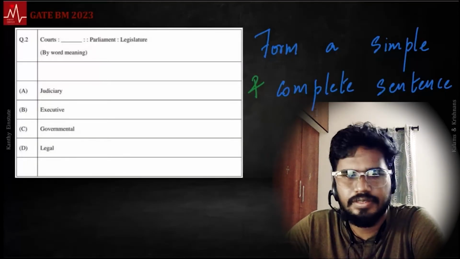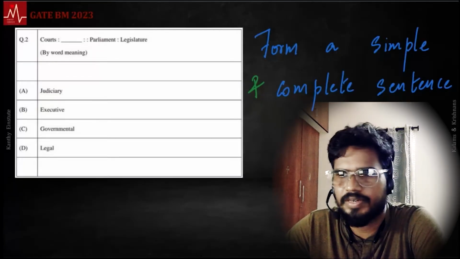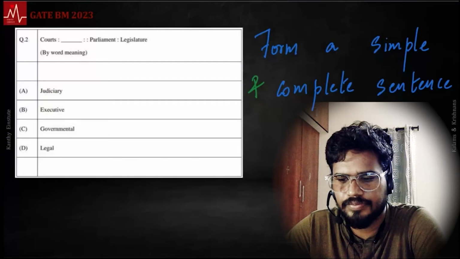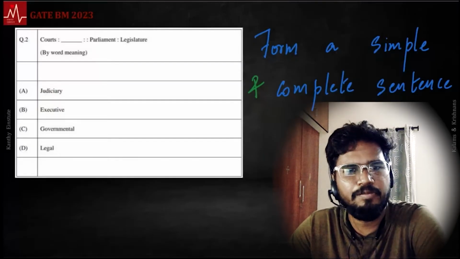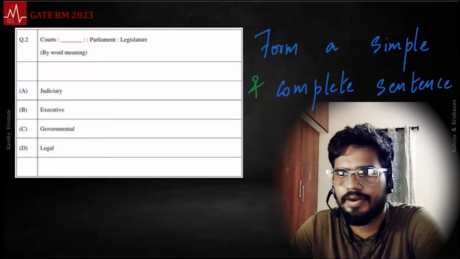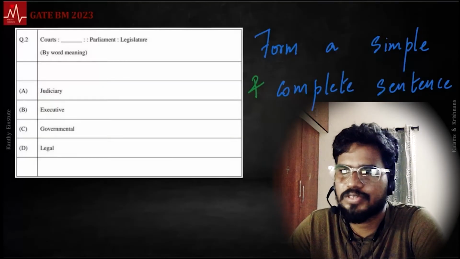Legislature is passed in a parliament. Judiciary is passed in a court, something like that. Passed may not be the apt word, but I formed a very simple sentence that is complete. Executive is passed in quotes.